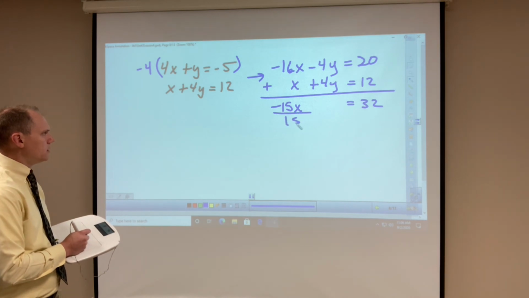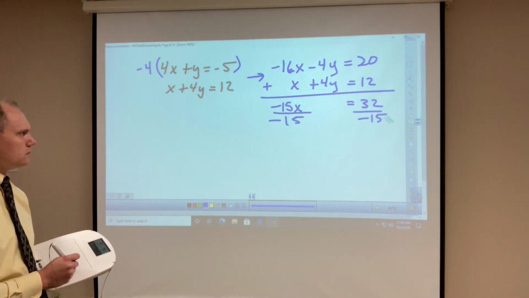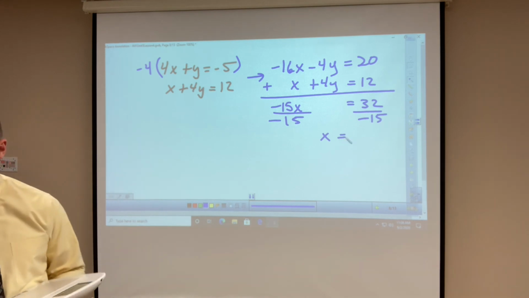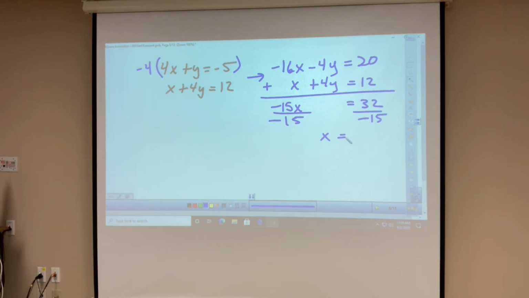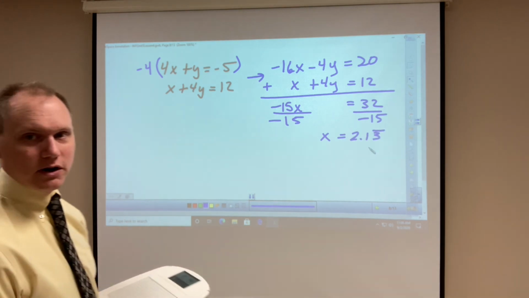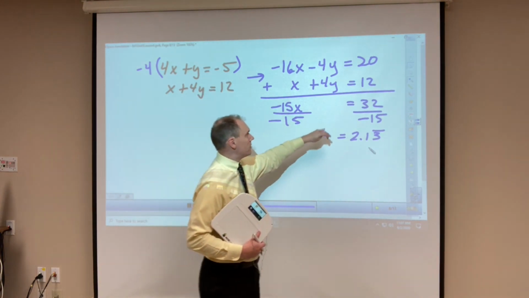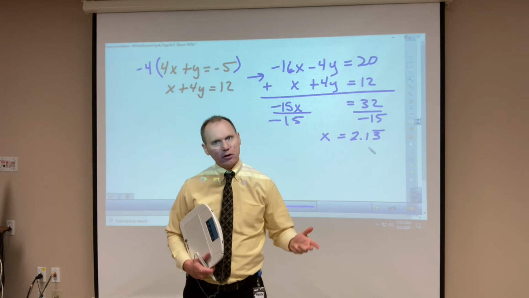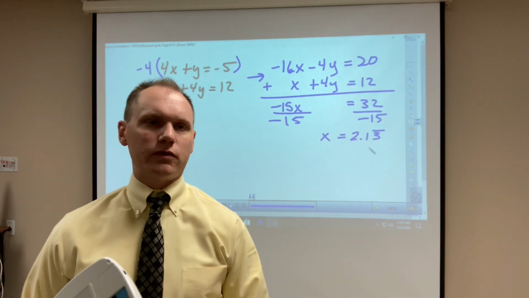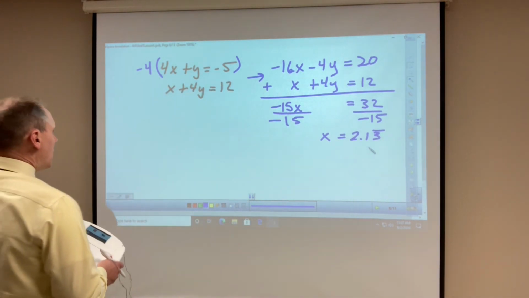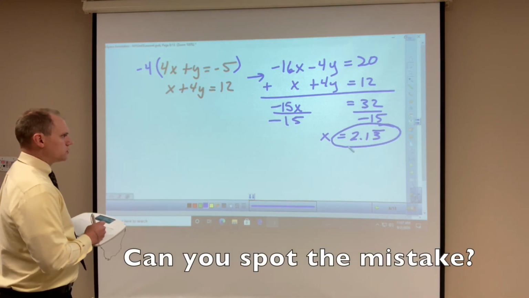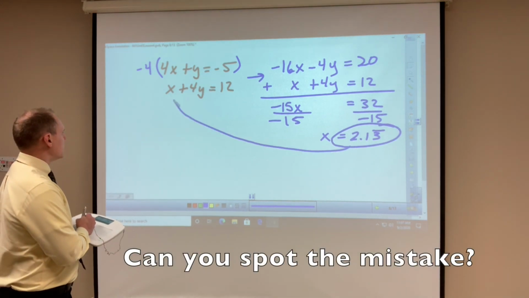So divide by negative 15. And we're going to get negative 2.13 repeating, which hopefully you recognize that value from our last video. This is actually the same problem we did in our last video. And again, elimination is a little bit quicker here if you're able to figure out how to eliminate one of the variables.